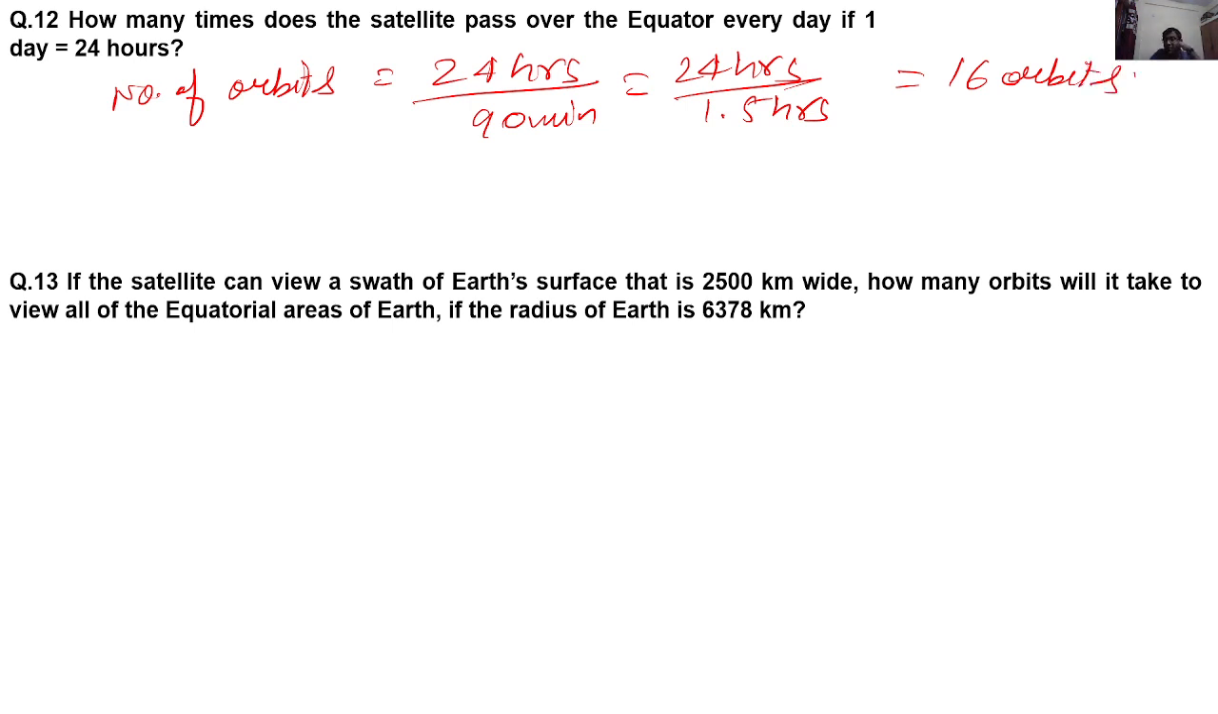But they are not asking the number of orbits the satellite is finishing per day. They are actually asking how many times the satellite passes over the equator every day. We know very well that per orbit it is passing over the equator twice. We did it in question number 10. So per 16 orbits it will pass over the equator 16 times 2, that is 32 times.